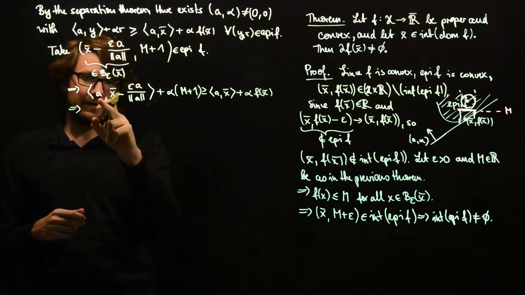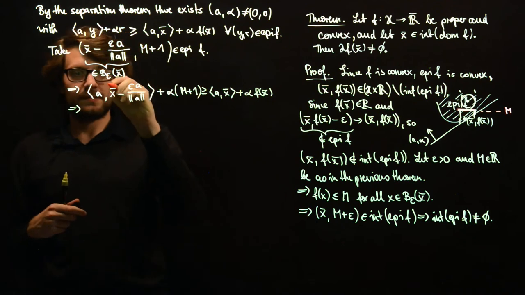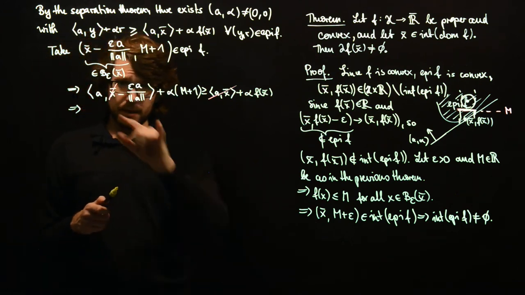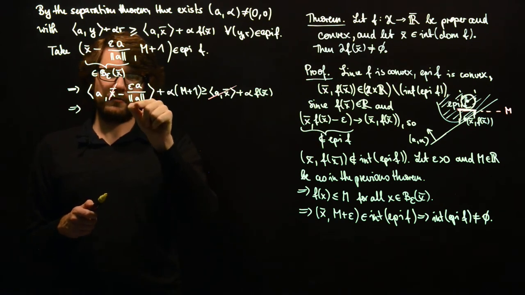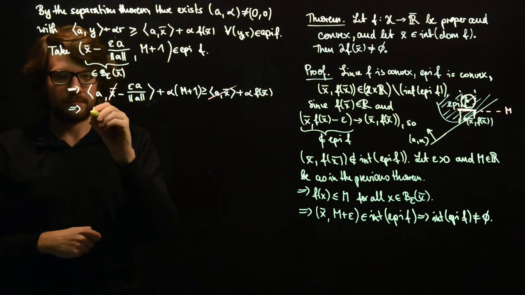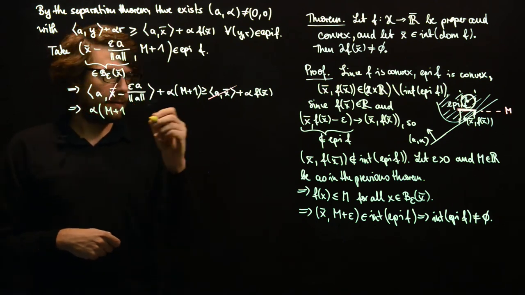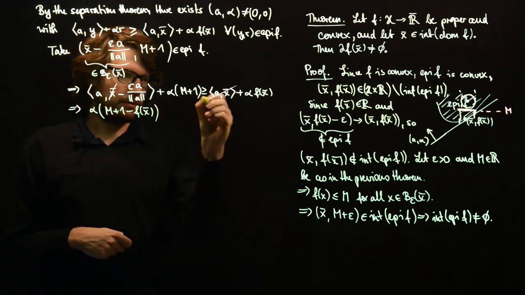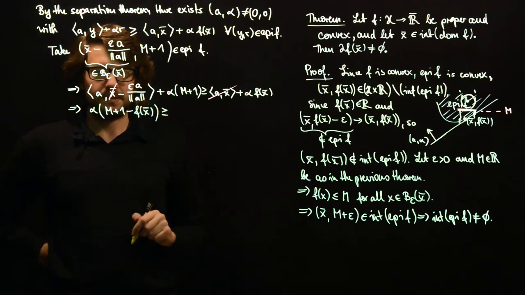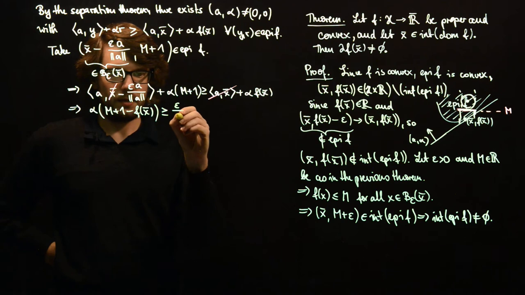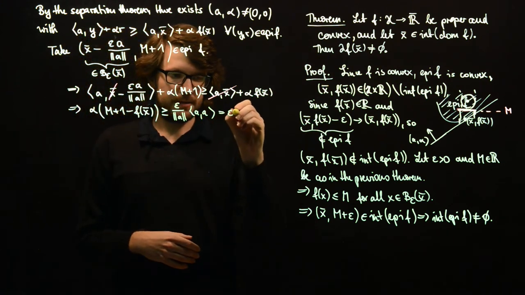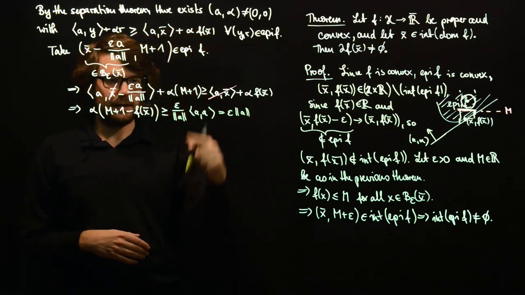What do we have now? Well, we have a in the inner product with x bar both on the left hand side here and also on the right hand side. And what remains is this inner product here, which is minus epsilon over norm of a times the inner product of a with a itself. Okay, then we have alpha times something, so alpha times m plus 1 minus f of x bar. Okay, so now we have this. And this is greater than, and now if we put this on the other side, we get rid of this minus here. So we have epsilon over norm of a times inner product of a with itself here. And this is epsilon norm of a. So this is norm of a squared.